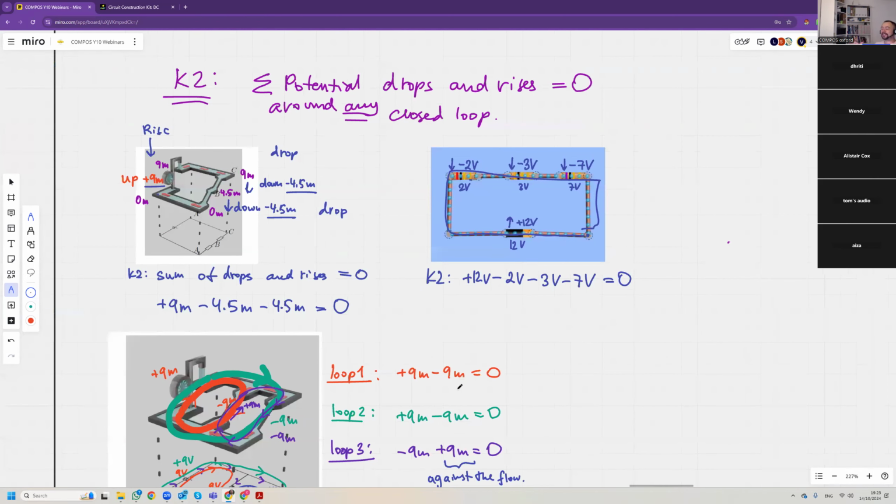This is the essence of the Kirchhoff's laws. Do you think you understand Kirchhoff's second law about the loop on a scale of 0 to 10, please? 9.9. Good.